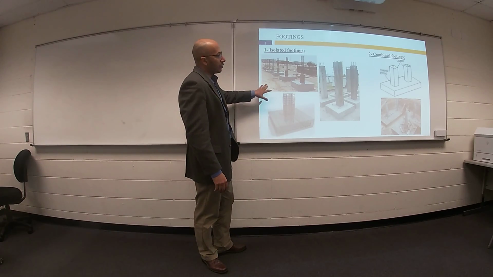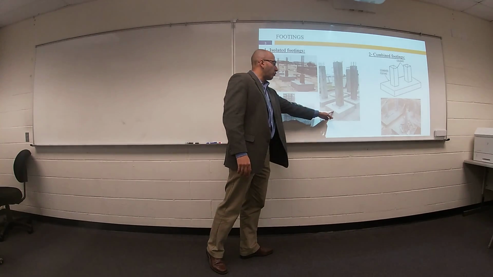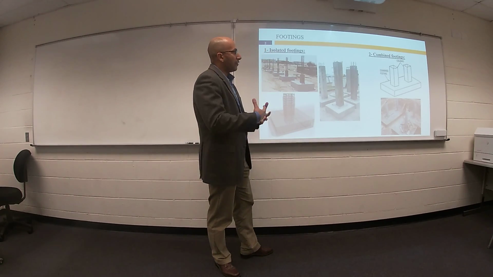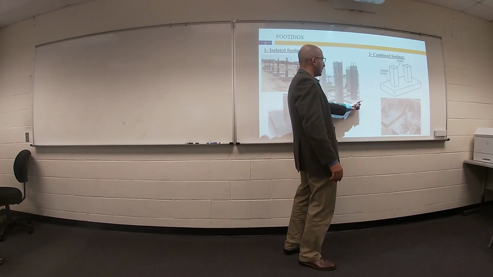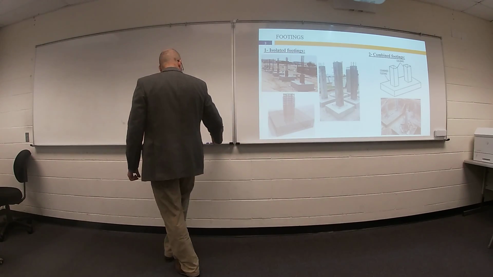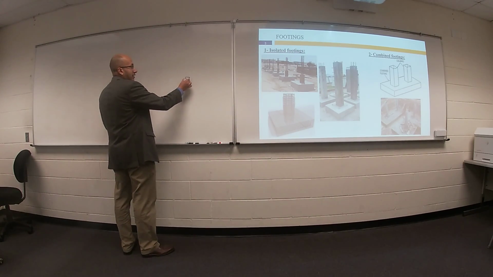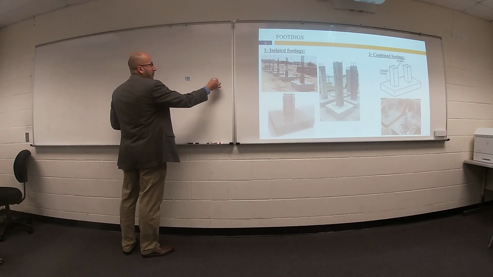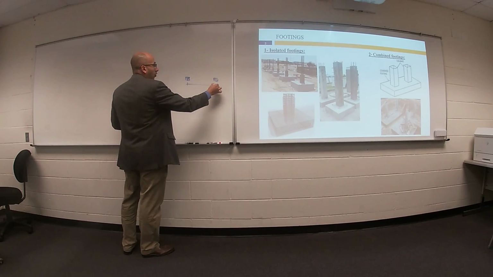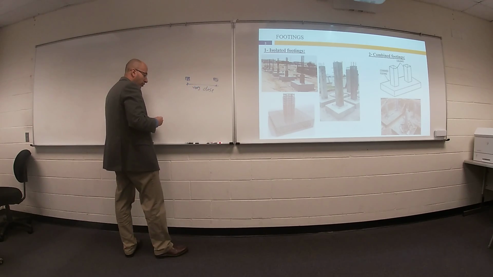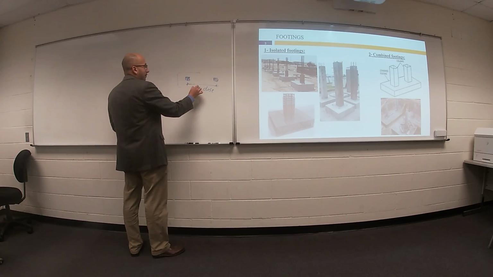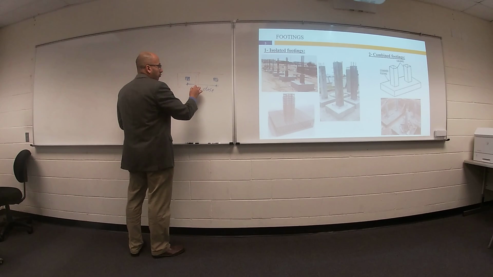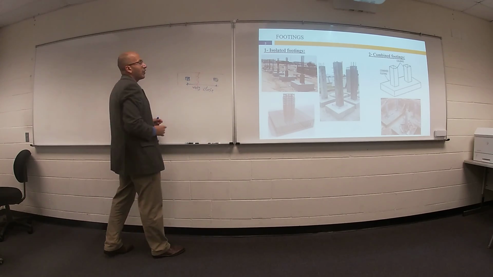We have isolated footing, just one footing for each column. If you have overlap between this column's footing and this footing, because the spacing between this column and this column is very close, then if from your design you design an isolated footing for this one and an isolated footing for that one, we have something called overlap.